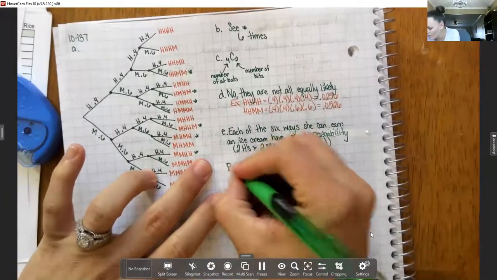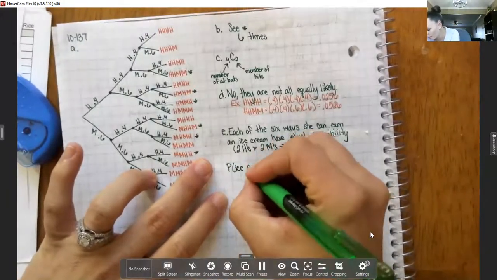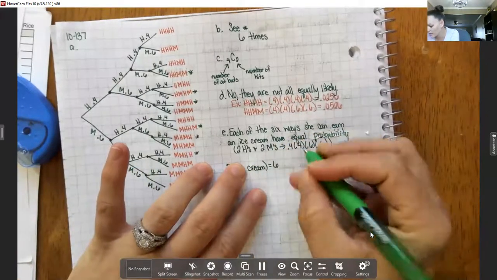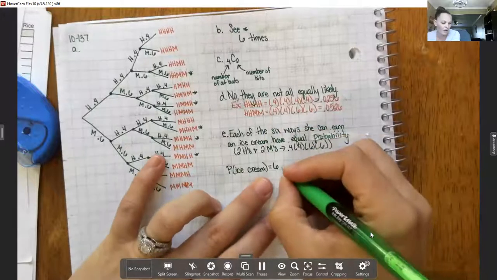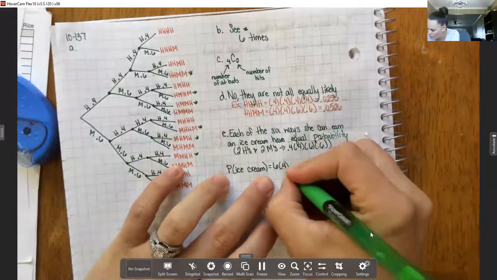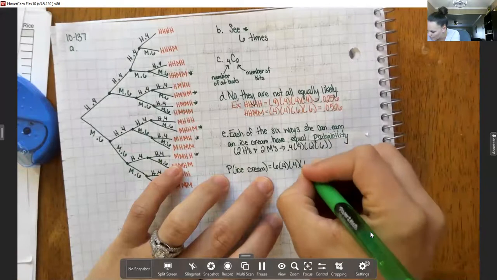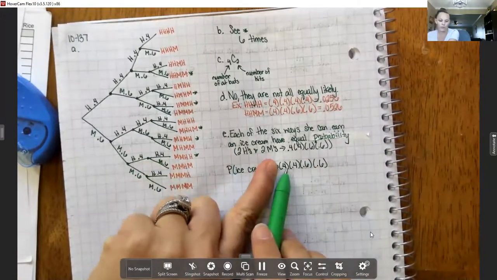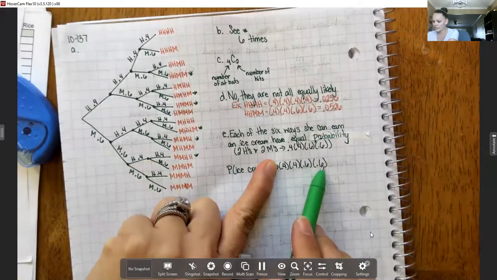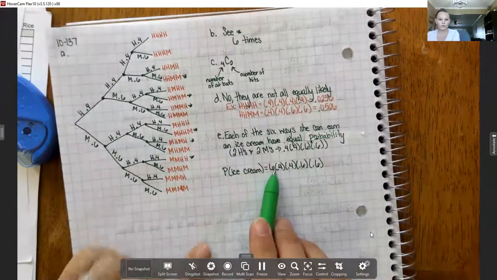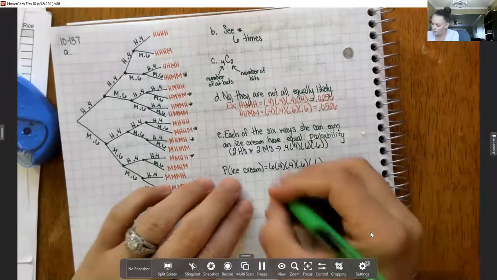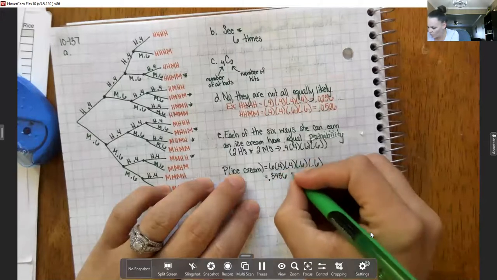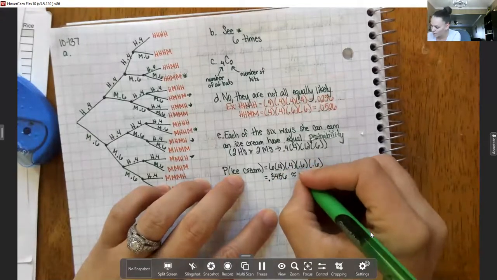So the probability of ice cream here is 6. There's 6 ways that she can have this 0.4 times 0.4 times 0.6 times 0.6. So again, this is one of them, but there's 6 times that happens. So this is equal to 0.3456, or about a 35% chance.